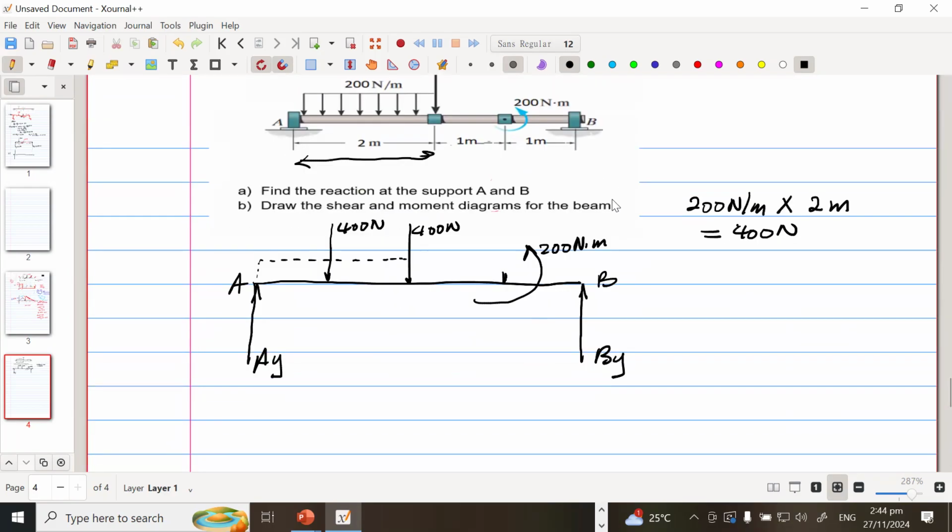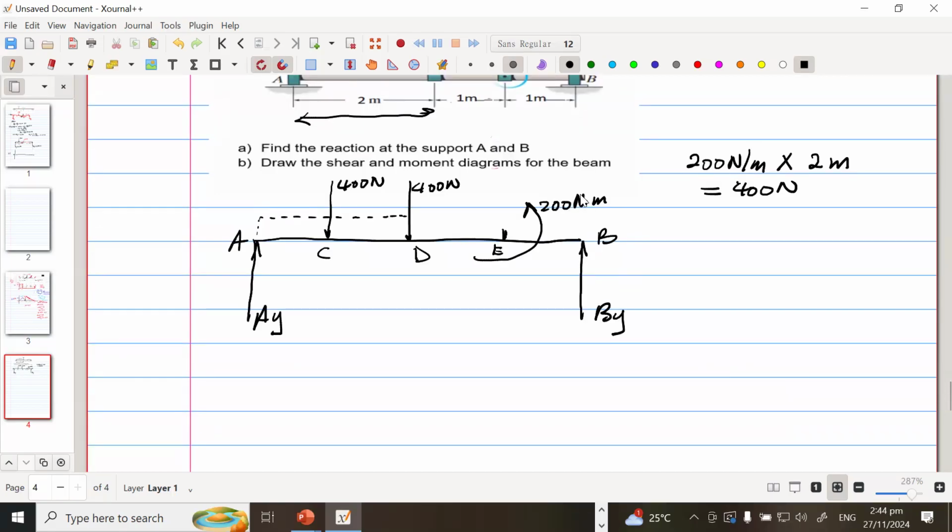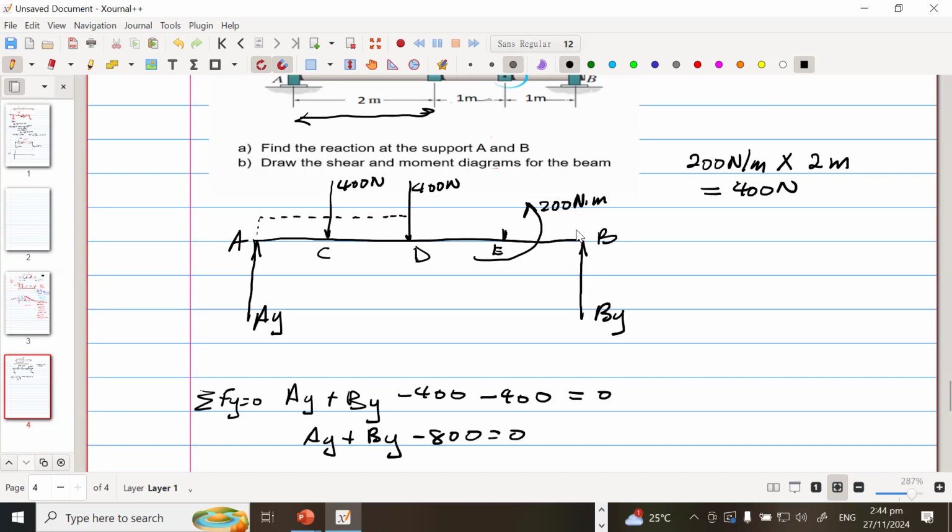All right, so we're moving up. All we're going to do is label this CDE again. Okay, so let's find these forces quickly. Firstly, you're going to say that the sum of your forces in the y direction equals 0. So AY plus BY, then you have minus 400, another minus 400 coming down, equals 0. This can be written as AY plus BY minus 800 equals 0. Quick and easy like that.